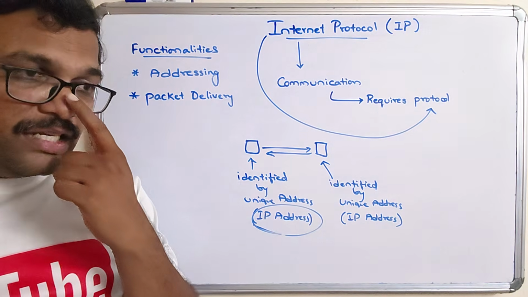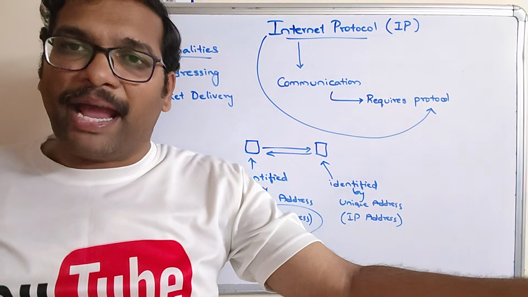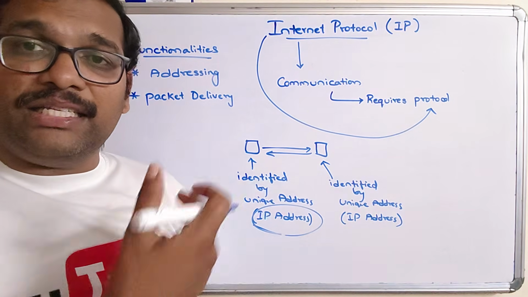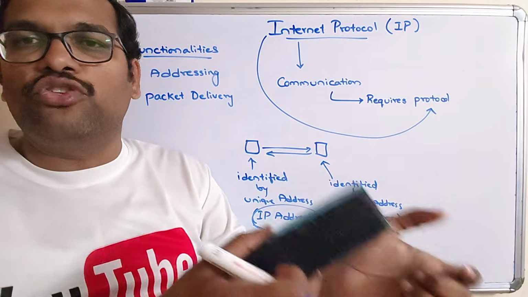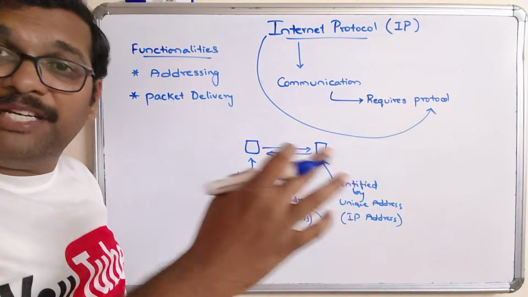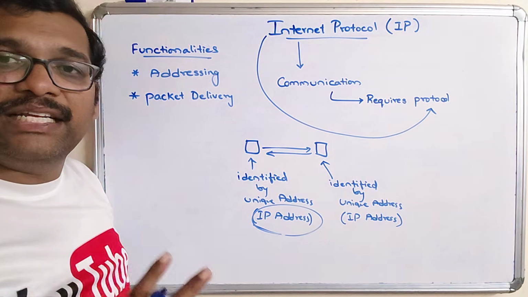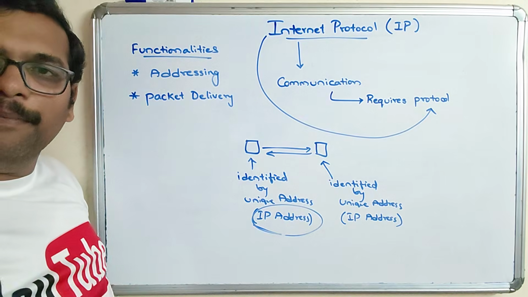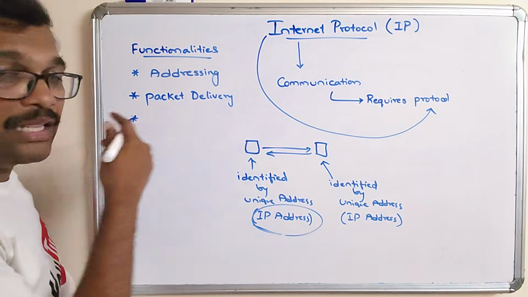The receiver IP address is added to identify the device and to deliver the packet to the receiver. The sender IP address is also added because the reply should come from the receiver, who needs to know to which device it has to be sent. So every packet that is transmitted in the internet will have both the source address and the destination address, I mean IP address. That is another functionality of the IP protocol.